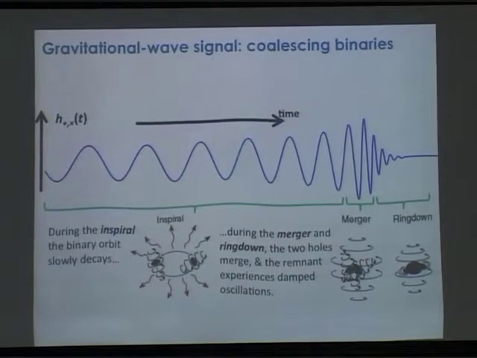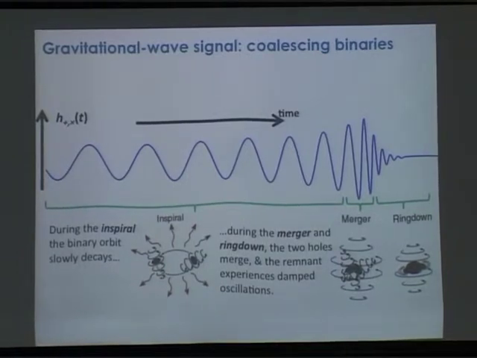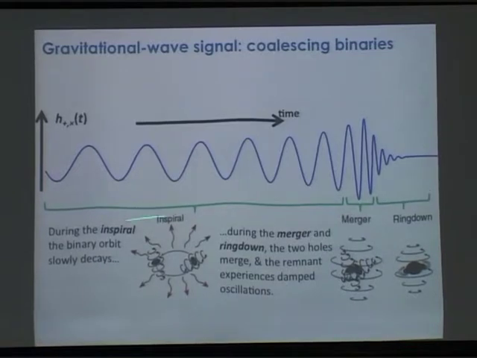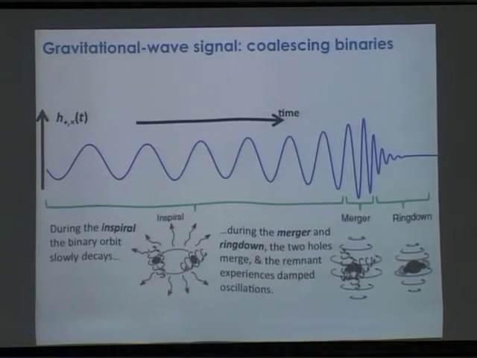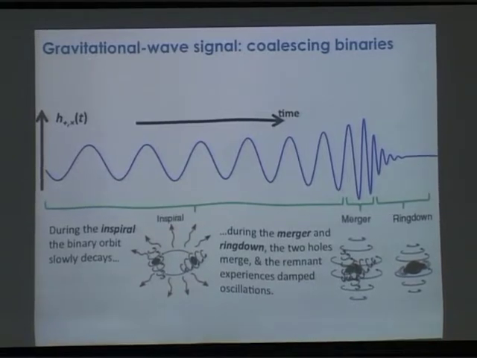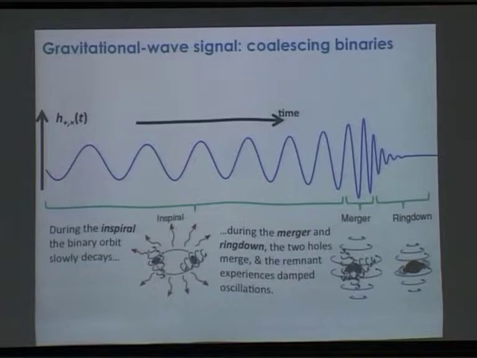And at the same time, the frequency of the waves is also increasing with time. Okay, so we split up these phases into the in-spiral phase, the merger phase when the two black holes finally coalesce, and the ring-down phase when I just have a single black hole that's radiating away its radiation.